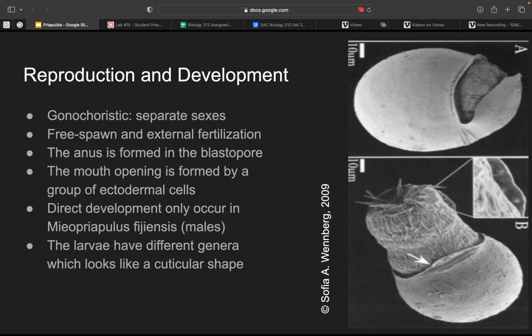We know that the mouth opening is formed by a group of ectodermal cells, while the anus is formed in a blastopore. The direct development only occurs in Meiopriapulus fijiensis. We should also know that the exact number of larval stages is uncertain. However, we do know that the larvae have different genera, which look like a cuticle shape.